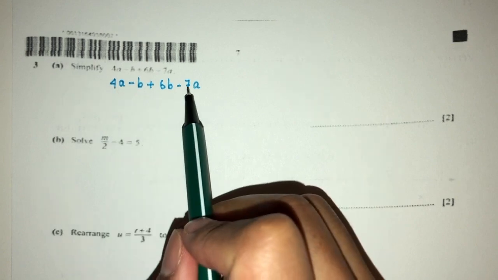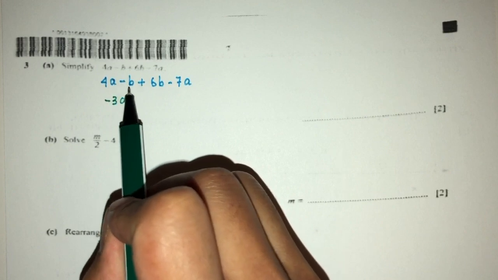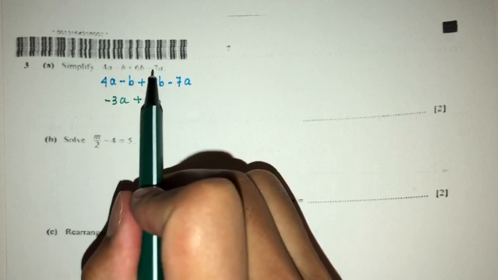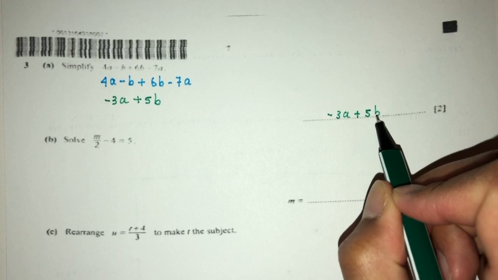4a minus 7a, that should be minus 3a. And then we have minus b plus this, that should be plus 5b. So this will be your answer if that is exactly what you have here. It will be minus 3a plus 5b.